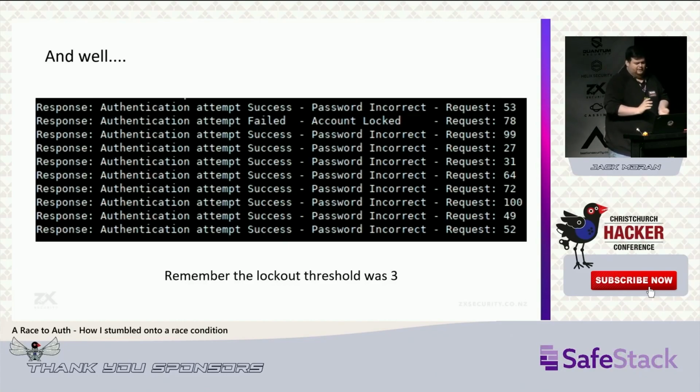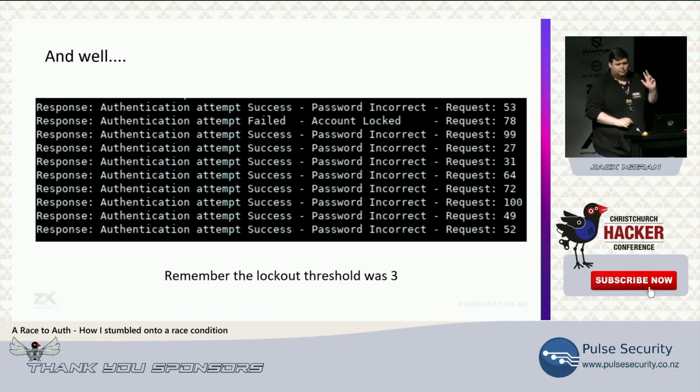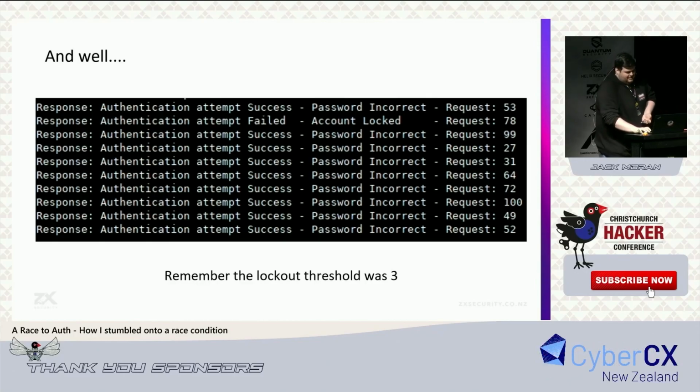So the important thing to note with the requests after 78 is that these are still valid requests. They still got processed, and the account is not locked because all of these are happening concurrently. We have successfully bypassed that lockout threshold of 3 and got 99 in. This is bad for Auth, and Microsoft, they agreed.